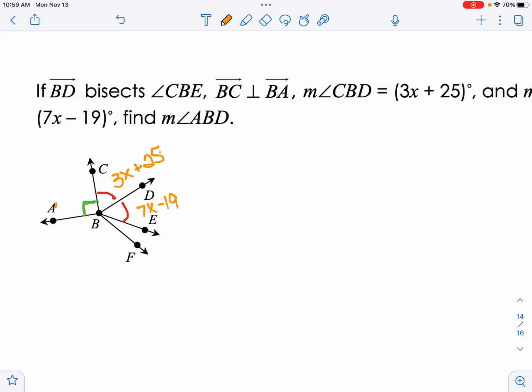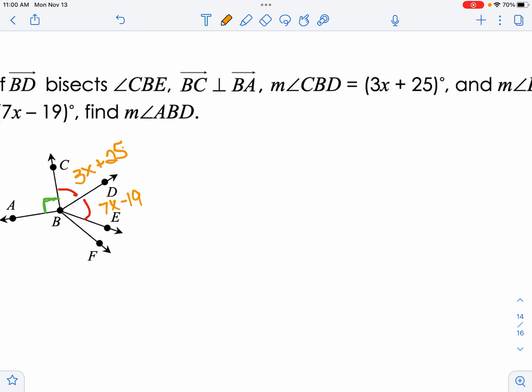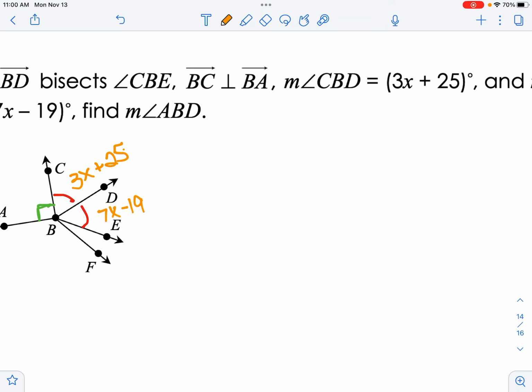Well, that's from here to here. Well, if we can figure out what these two angles are here, this one and this one, we'll be good. And we know that they're the same, so that's how we can start. I'm going to set those equal to each other, and then we can kind of go from there. So let's start there. 3x plus 25 equals 7x minus 19.